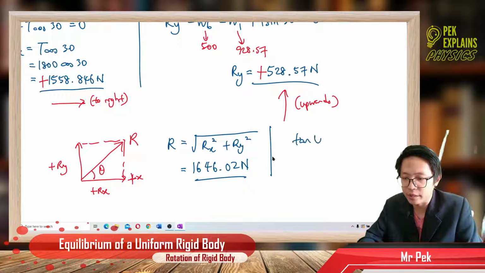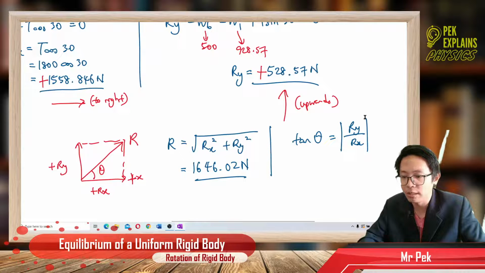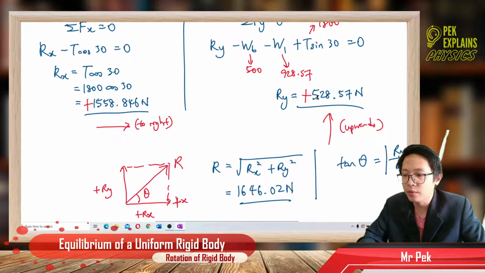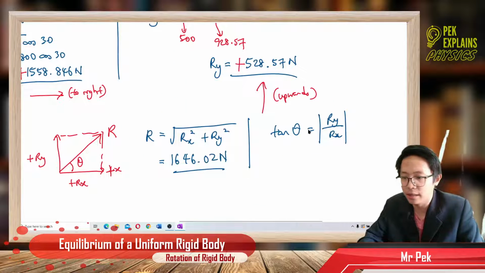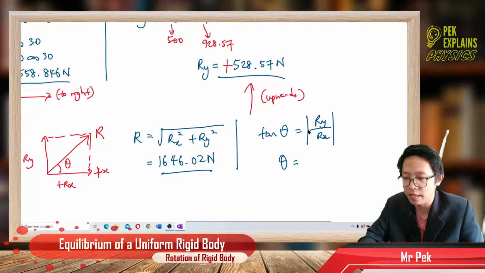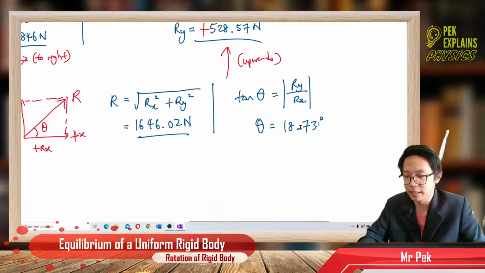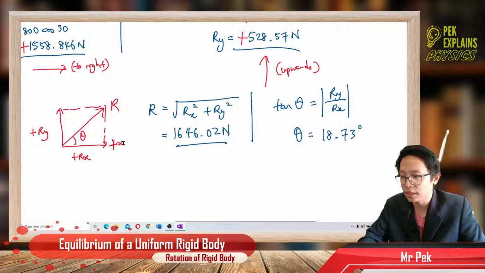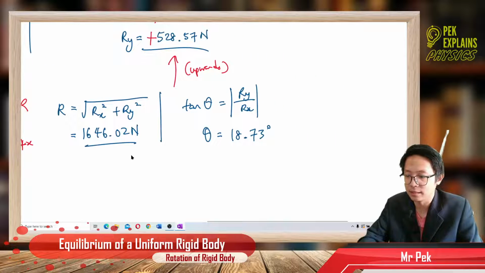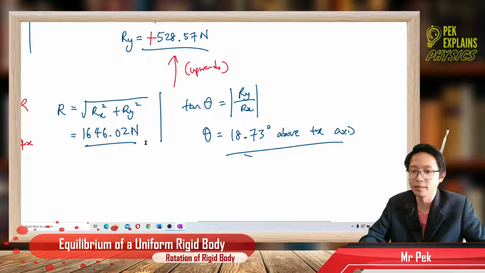Next, the direction. Tangent theta equals Ry divided by Rx. Make sure you take the modulus to make it positive. So Ry divided by Rx, tangent theta, then anti-tangent, reverse tangent, and I get the angle is 18.73 degrees. Is it enough? No, I need to say it's above the positive x-axis. So that's the answer.